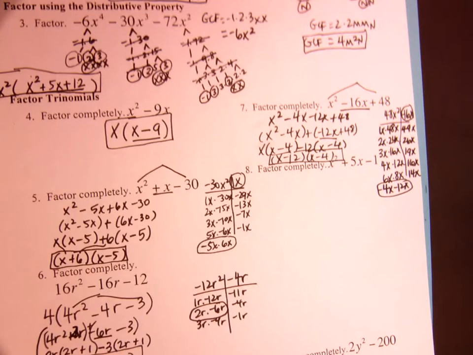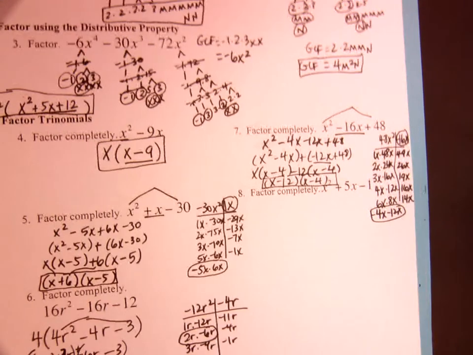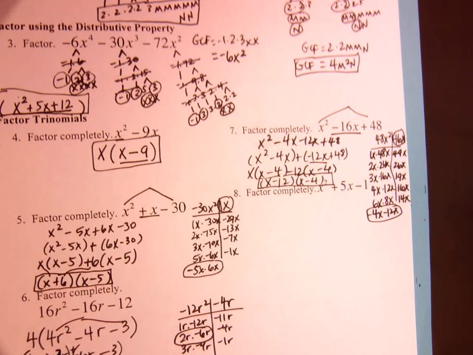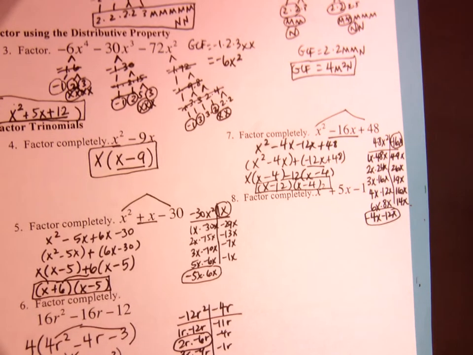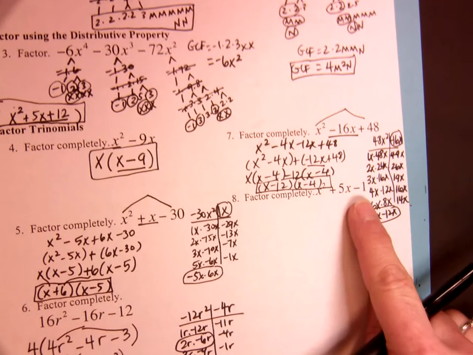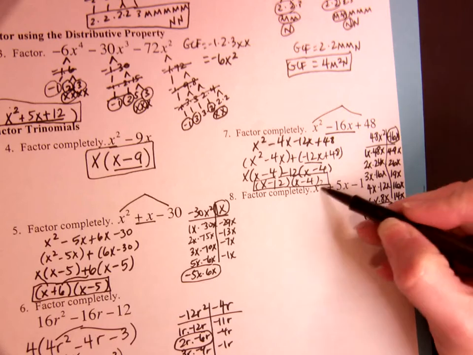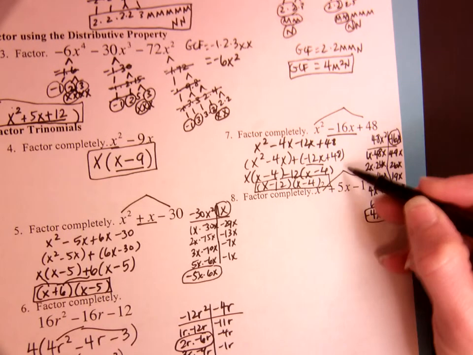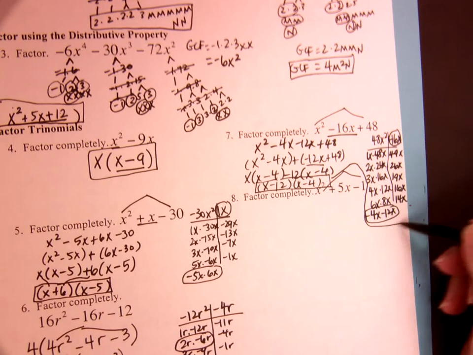Okay, so number 8, we want to, again, check our flow chart, and it says to find the greatest common factor, and we cannot find a greatest common factor here. So our next step is to find out if there are 2 or 3 terms. There are 3 here. That means we need to do rooftop.